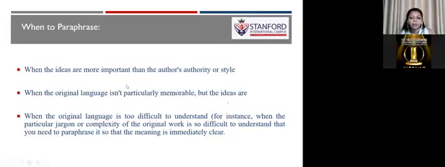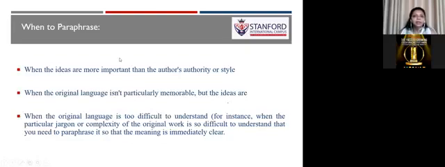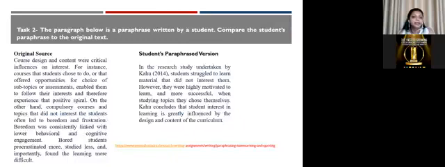Otherwise, after talking a lot about paraphrasing and summarizing, I have seen that most of us do not know exactly when to paraphrase and when to summarize. There is a purpose. Let's look at this one.